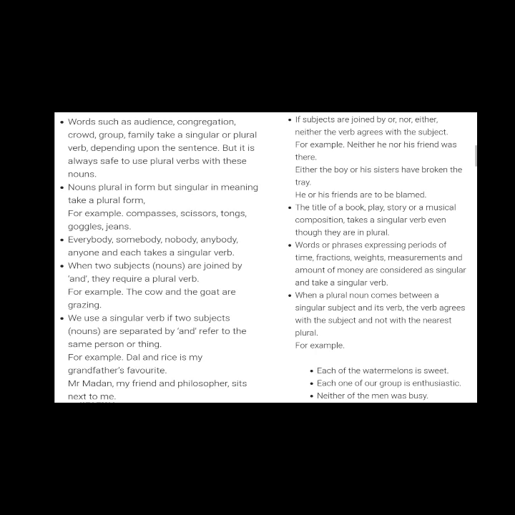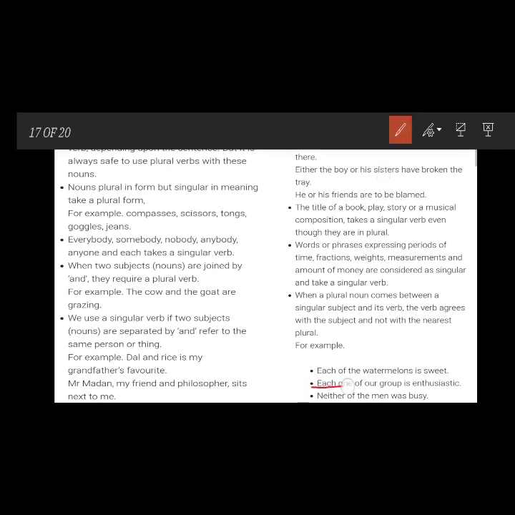For example, "Each of the watermelons is sweet." Here we are not talking about the noun; "each of the watermelons" means every one, so it is talking about one, the singular form. That's why we use the singular verb. Likewise, "Each one of our group is enthusiastic," like everyone. Here also we are talking about one. "Neither of the men was busy." Here also we are talking about one only, singular.